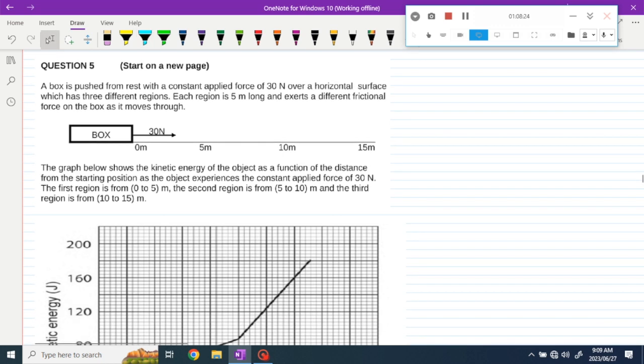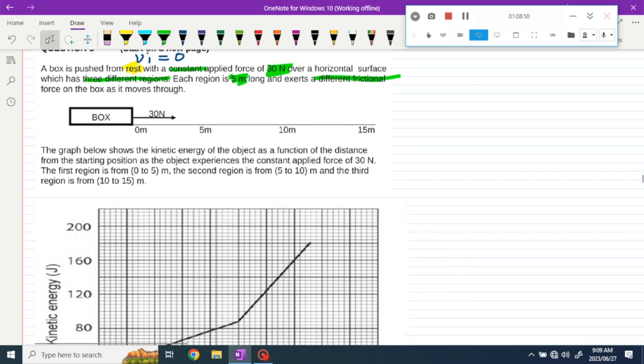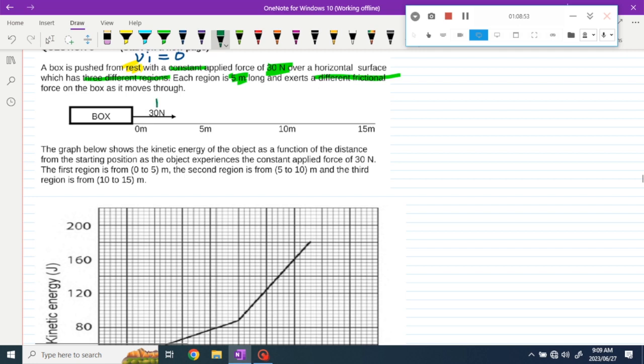Some of it, okay. Alright, so they say a box is pushed from rest. In the beginning, this box has a velocity of 0, with a constant applied force equal to 30 newtons. It moves over a horizontal surface with 3 different regions. Each region is 5 meters long and exerts different frictional forces on the box as it moves through. So here is our box. You can see here is the force being applied. And of course, in the opposite direction to the motion is going to be a friction force, which is going to change as it goes from 0 to 5, 5 to 10, 10 to 15.